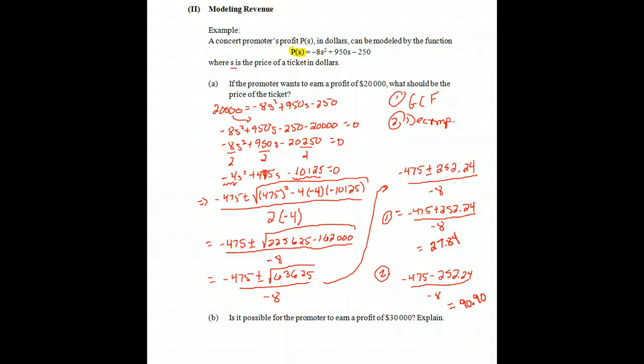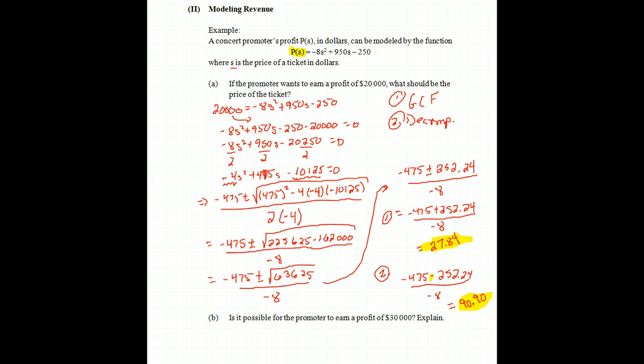So first one will be negative 475 plus 252.24 divided by negative 8. So you have 27.84. And carrying it to the next calculation, if you use subtraction instead, 90.09. So the price of tickets could either be $27.84 or $90.09.